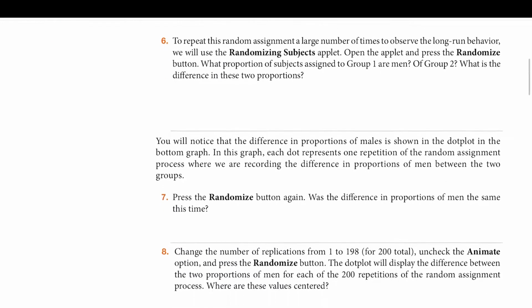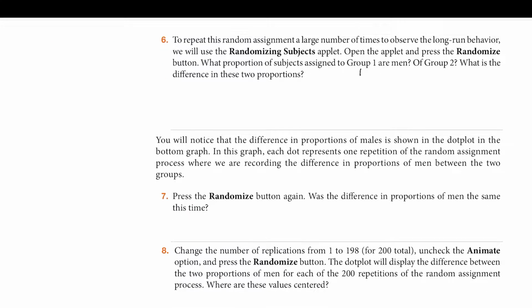So in terms of question number 6, what proportion of subjects assigned to group 1 are men? In my case, 7 out of 12, and in group 2, 9 out of 12. And the difference, again, is 7 out of 12 minus 9 out of 12, which is negative 2 out of 12, or negative 0.167. So you should do that for yourself, and you might not have gotten the same split as I did, and that's fine.